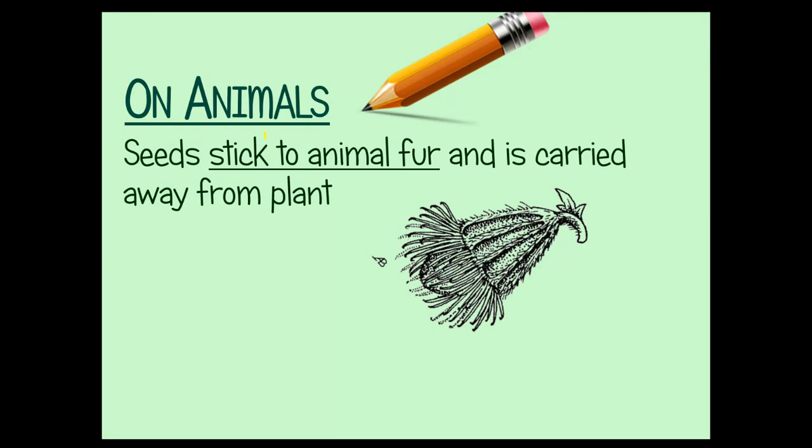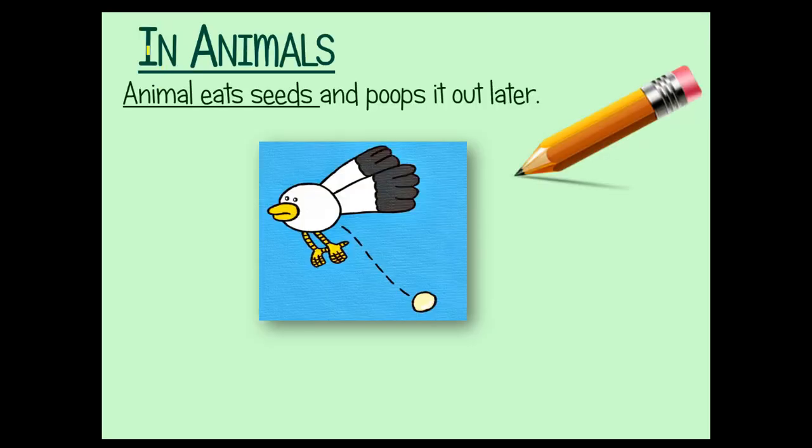In animal is when the animal is going to eat the seed, and usually it's a bird, but it could be any kind of animal. They're going to travel miles, and this is a really great seed dispersal method because the animal is going to travel very, very far before they poop out the seed. And then that seed is going to have a natural fertilizer around it because poop is a good fertilizer, and it can grow into a new plant.